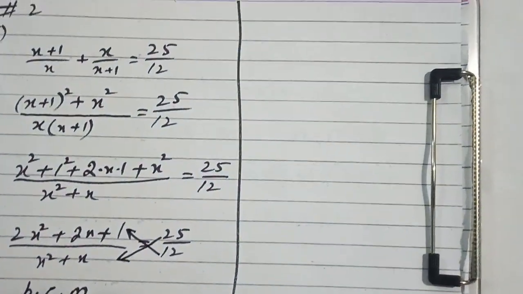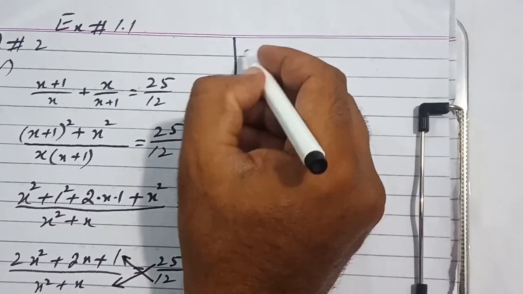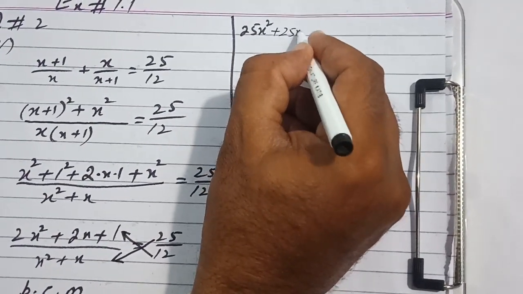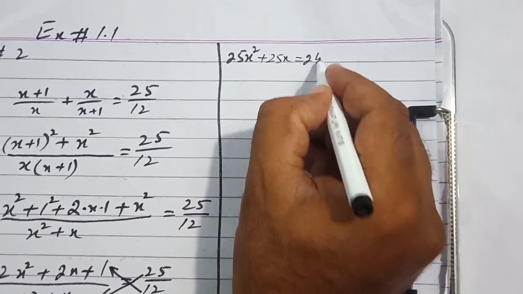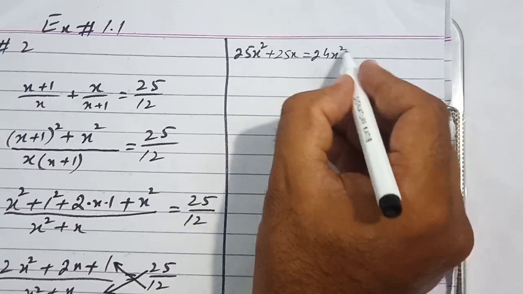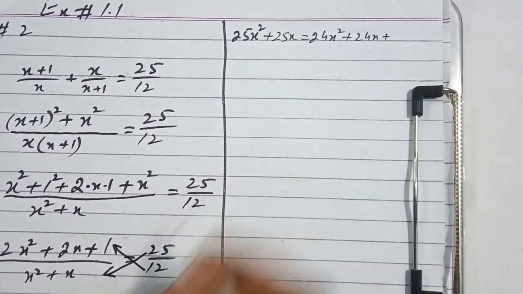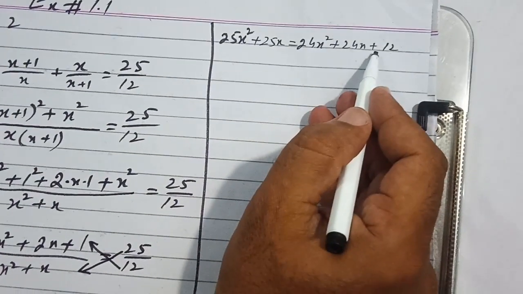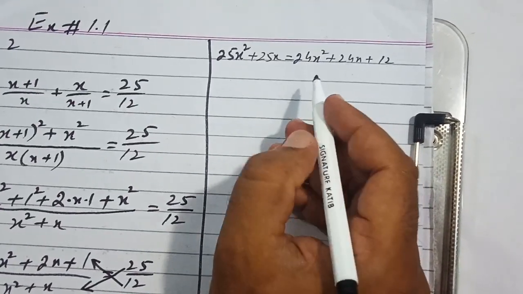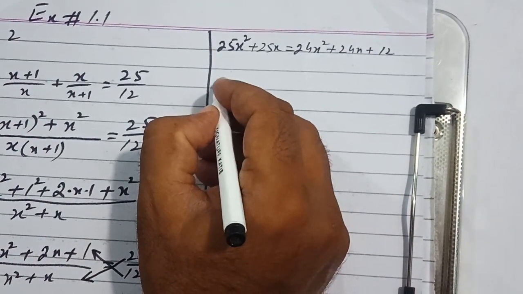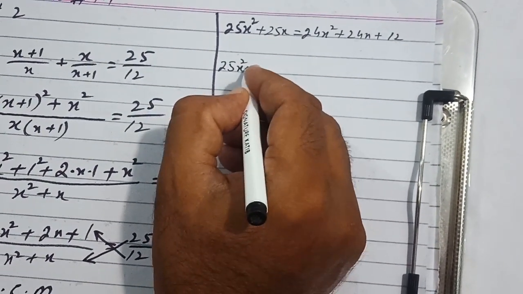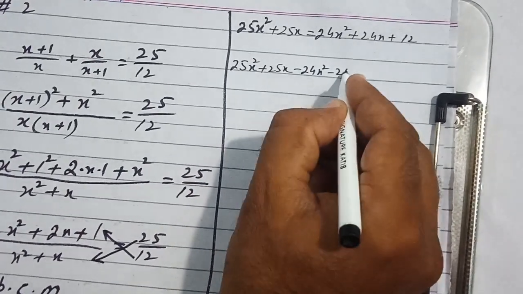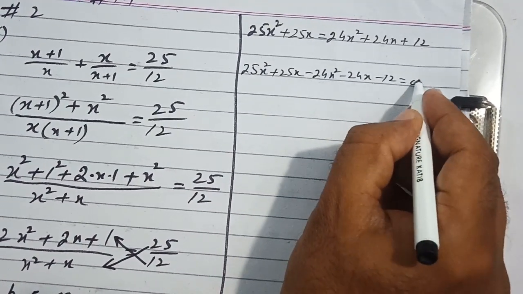So simplify: 25 into x square plus x, it will become 25x square plus 25x is equal to 24x square, as this 12 is multiplying with all the three terms, plus 24x plus 12 ones are 12. Now transfer all the three terms from the right side to the left side just to change it into the proper form of a quadratic equation. So it will be written as 25x square plus 25x minus 24x square minus 24x minus 12 is equal to 0.